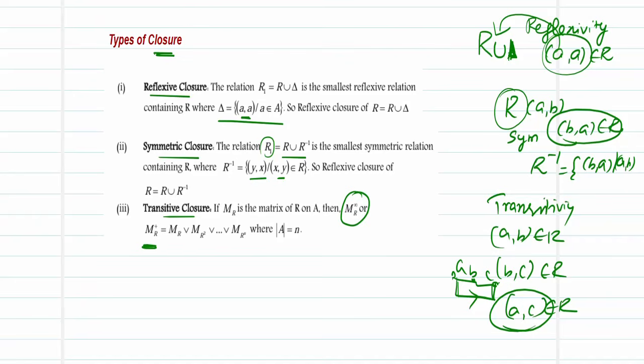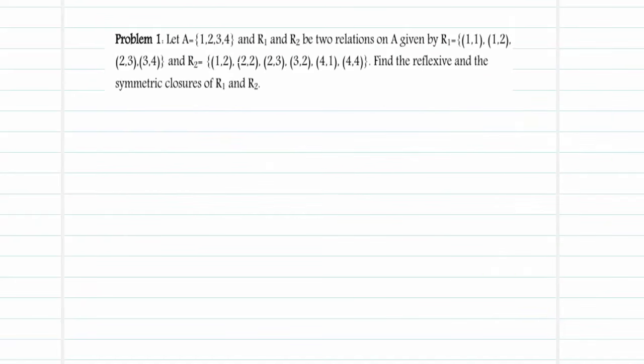Now let us try our hands at finding the reflexive and symmetric closures of the given relations. Let A be the set {1, 2, 3, 4}, and R1 and R2 be two given relations. R1 is {(1,1), (1,2), (2,3), (3,4)} and R2 is some other relation. First let us begin with R1. Now we need the reflexive closure of R1.